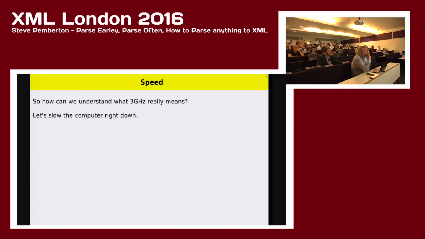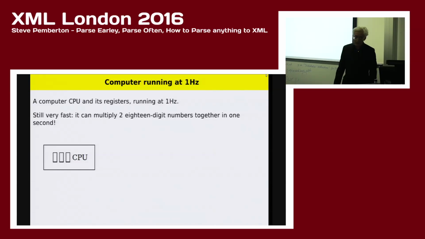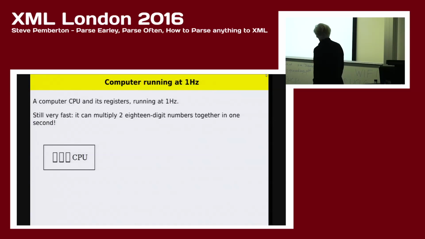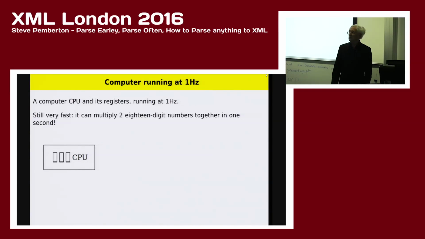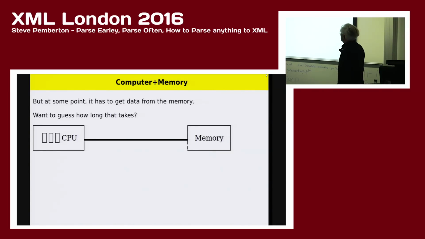What we're going to do is we're going to slow the computer right down to 1 hertz. So in other words, the clock on this computer we're now talking about is ticking at exactly the same rate as a clock on the wall. It's still very fast, mind you. It can multiply 2 18-digit numbers in 1 tick of the clock, in 1 second, which none of us can do. So there we've got our CPU with its registers happily multiplying away at 1 hertz rate. But at a given moment, it's going to have to get something from the memory.